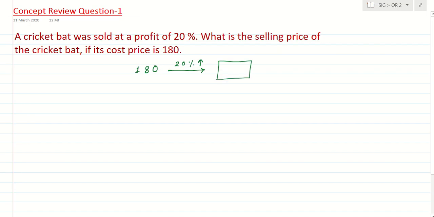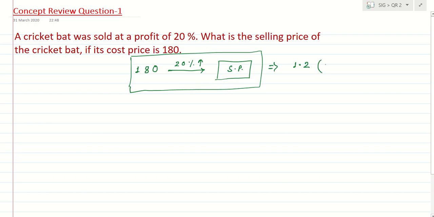Yes or no? And we know how to solve it. I told you the same example. Remember the multiplying factor concept? So to find out the selling price, the final value, how much increment here? 20%. So can I say selling price must be 1.2 times of what? Of the cost price, which means the original value.